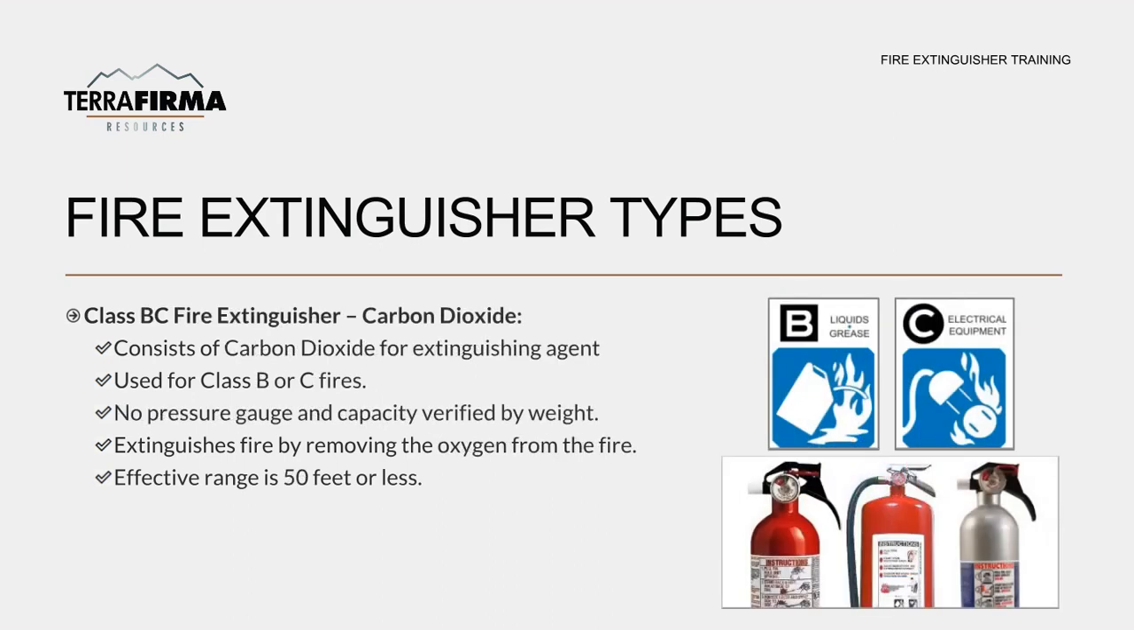A Class BC fire extinguisher consists of carbon dioxide as an extinguishing agent. Is used for Class B or C fires. Has no pressure gauge, as capacity is verified by weight. Extinguishes fire by removing the oxygen from the fire. And has an effective range of 50 feet or less.